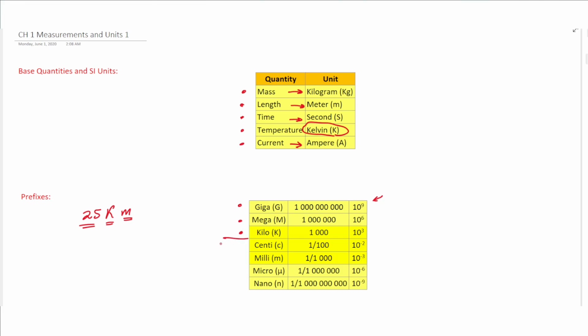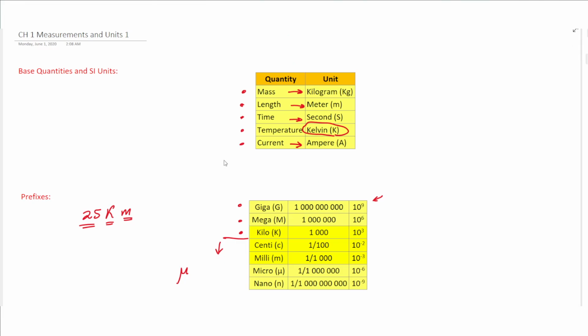Now we go to the lower prefixes. Centi is dividing by 100, so it's 10 to the power of negative 2. Milli, 10 to the power of negative 3, divided by 1000. Micro, the symbol for micro is called mu. It's 10 to the power of negative 6, or divided by a million. Nano is n, divided by a billion, 10 to the power of negative 9.